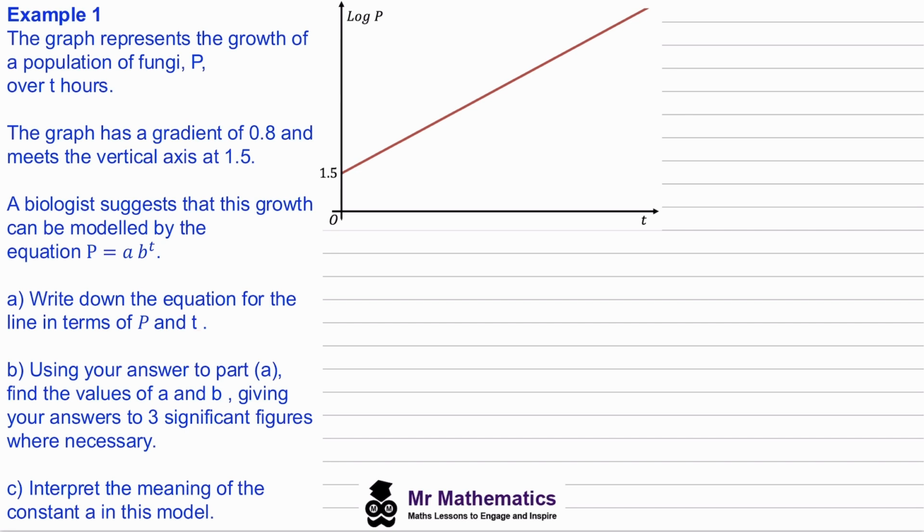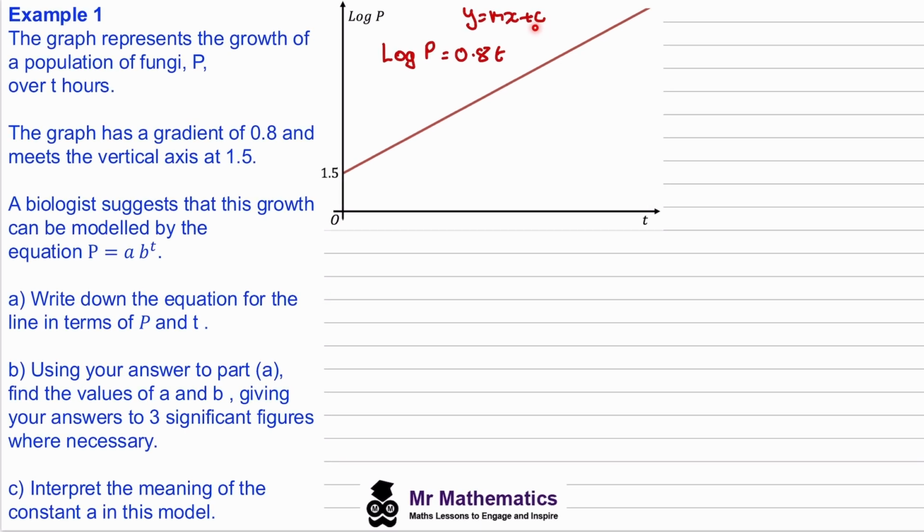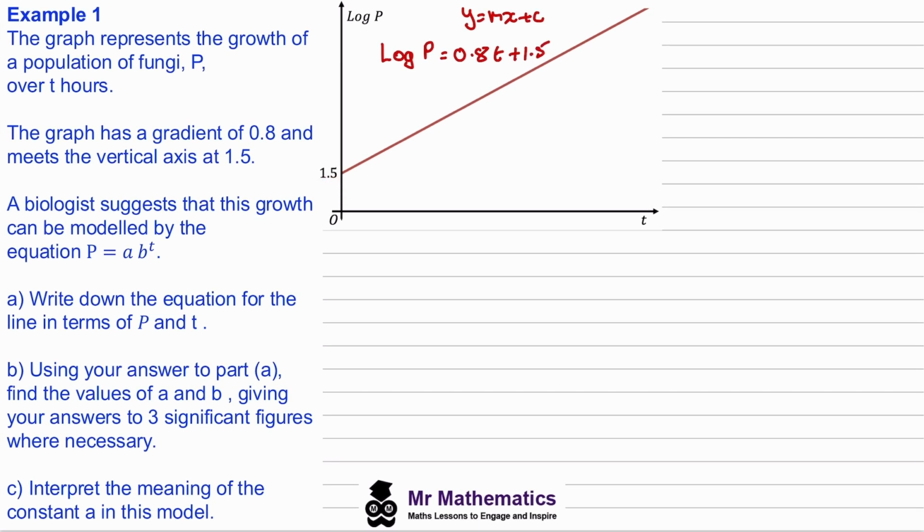So this bit's fairly simple because we know we've got a straight line graph, and this follows the standard equation y equals mx plus c, where m is the gradient and c is the intercept. Now we just have to organize this into the context of the question. We can see that y is the log of p. We've been told that the gradient is 0.8. Our explanatory variable x, we're told is t, measured in hours. So we'll say 0.8t. And then we're told that our intercept is 1.5. This is the equation of a line in terms of p and t.